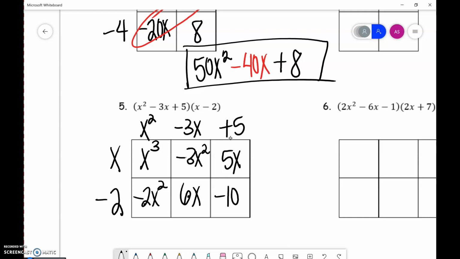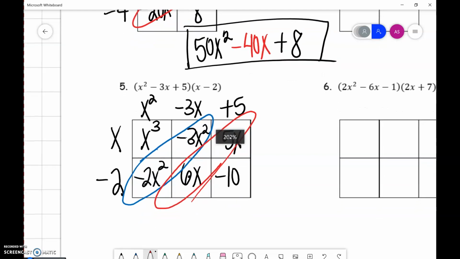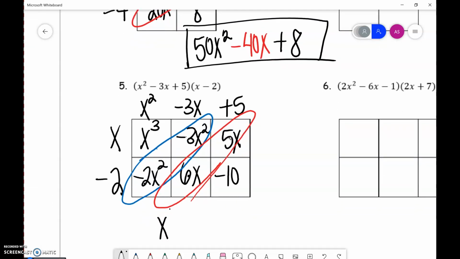So as you see, it's the same steps. I just have a few more boxes and a few more steps I need to do. So my like terms are still going to be across from each other. Okay, so for my final answer, my x to the third is by itself. Here I'm going to combine negative 2x squared and negative 3x squared. That's going to be negative 5x squared. Here I have 6x plus 5x. That's going to be positive 11x. Then I'll have minus 10. And that's my answer.